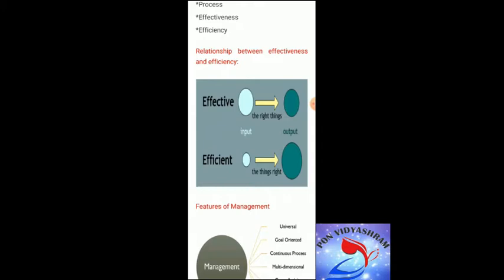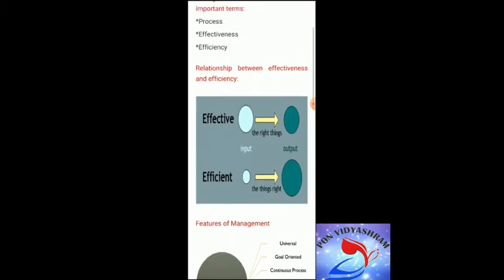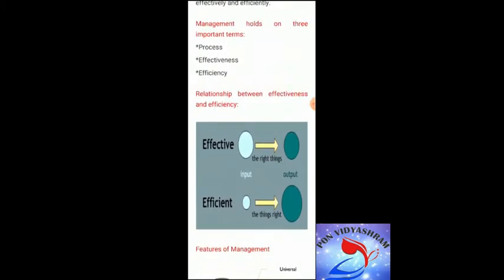Now tell me, will the management want a person who is effective or the person who is efficient? You are right. The management needs persons who are both effective as well as efficient. As an organization, it is important to have a balance of effectiveness and efficiency. Poor management results from inefficiency and ineffectiveness. Now we will recollect again the three important terms: process, effectiveness and efficiency.